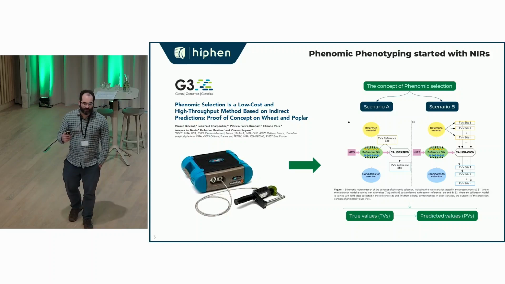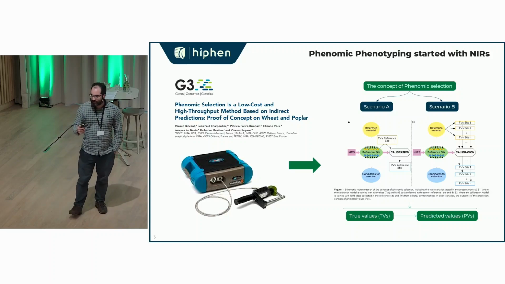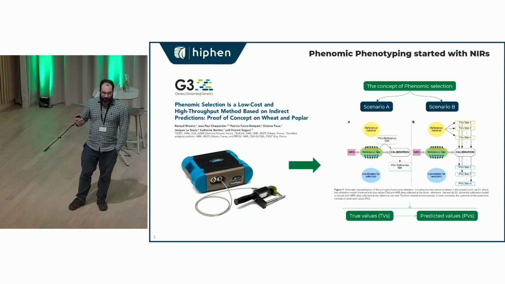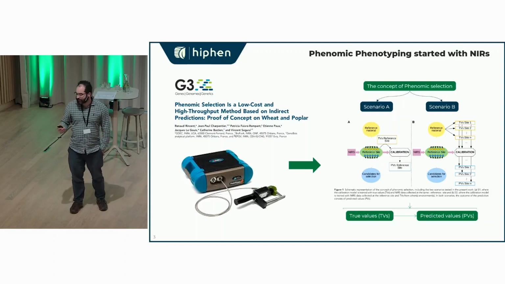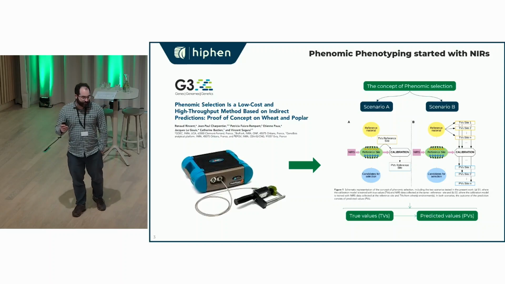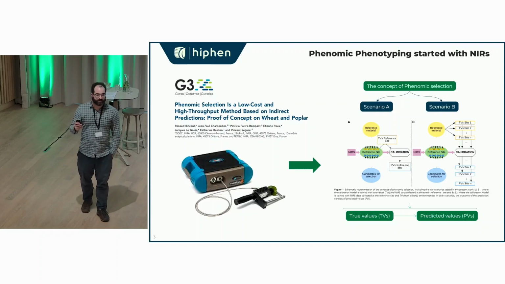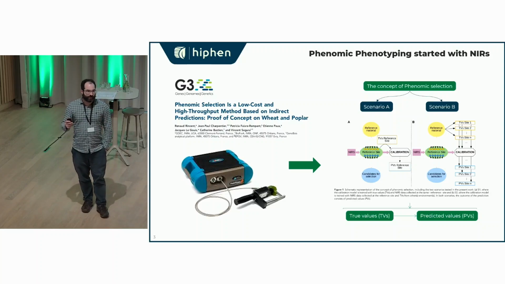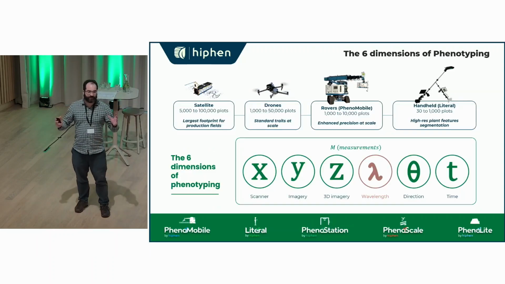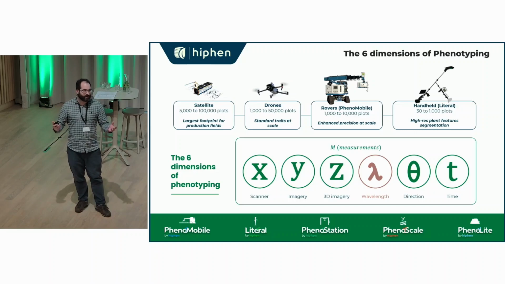This notion of phenomic selection or phenomic prediction, we find it back in 2018, and basically it's about trying to predict predicted values, what they call PVs, for true values, and it was this publication there. What is really interesting there is that they used only NIRS, near infrared, and that's a very small and limited amount of information you can have from sensors when you think of phenotyping.